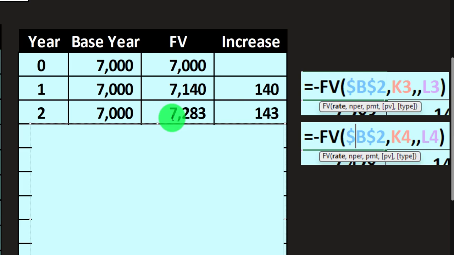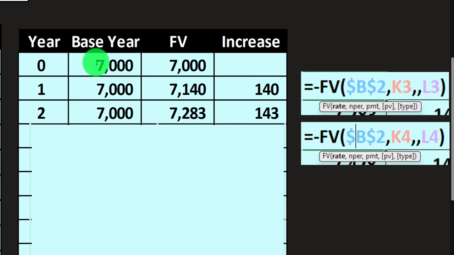And now we have two years out, but now we got the negative future value. The rate is once again the 2%, comma, number of periods is now referencing this K4, which is referencing this two. So it moved down from K3 to K4. Notice that this first cell, the rate did not move down because we put dollar signs before the B and the two, making it absolute. And then comma, comma, the present value is 7,000.